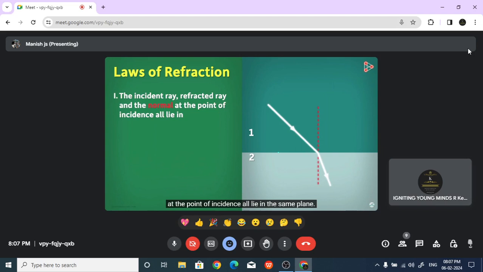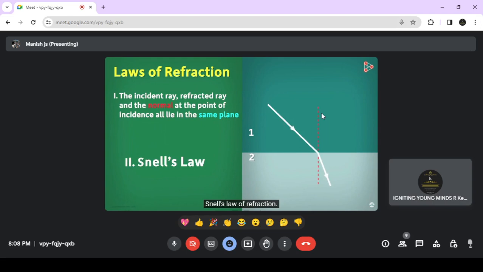What about the second law? The second law is also called Snell's law of refraction. Snell's law gives us the relation between the incident and refraction angles and the refractive indices of the mediums. What is the refractive index of a medium? It is the extent to which the refractive medium increases or decreases the speed of light.